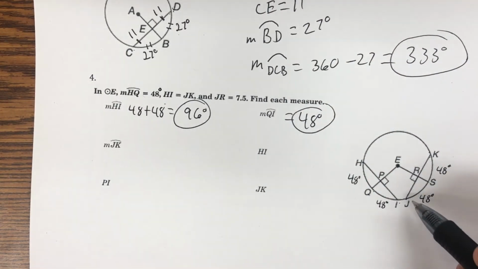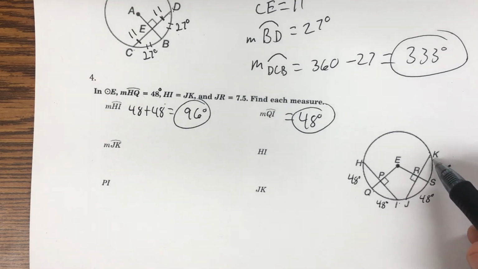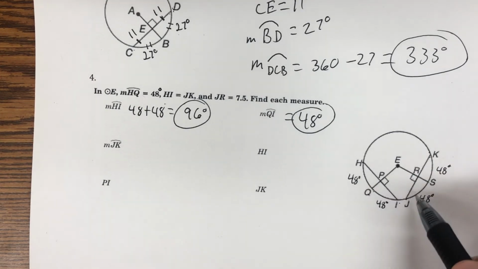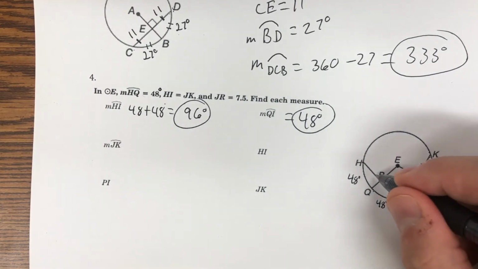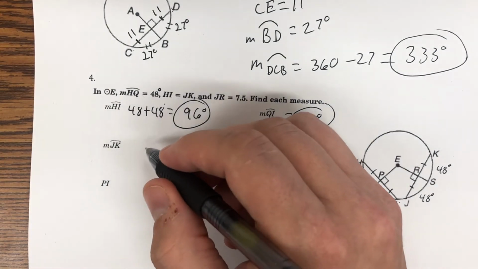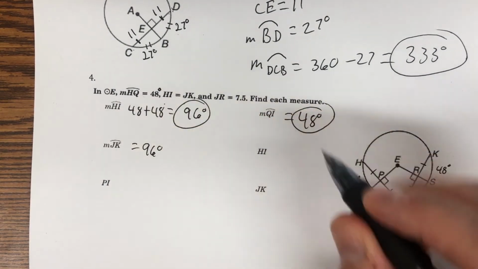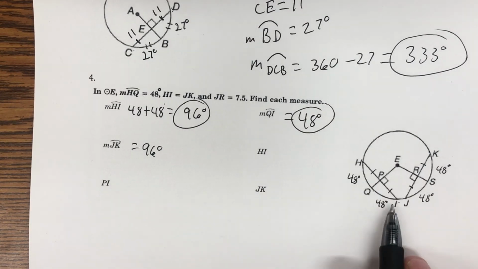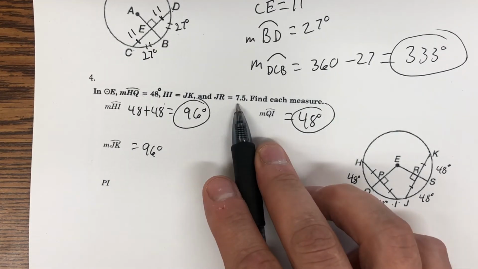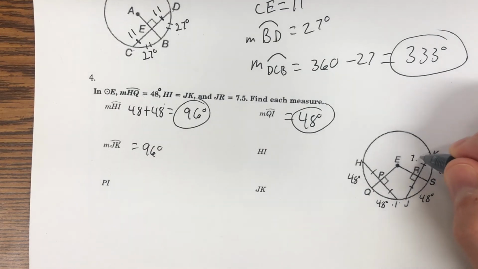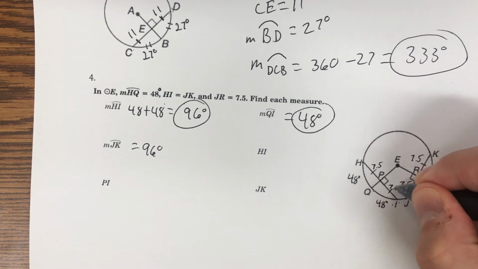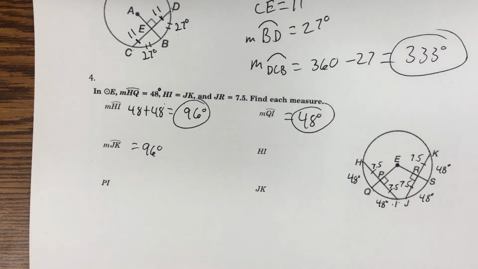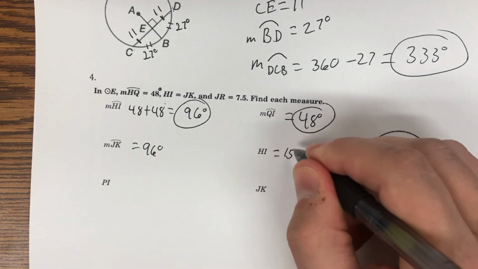JK, arc JK, same thing. Those two arcs were congruent because the chords were congruent. So that means these segments all have the same length. So it's also 96. And HI, well, we haven't done that part yet. JR is 7.5. So that means each one of these little pieces is 7.5 because they're all the same length. So let's see. HI, 7.5 plus 7.5 is 15.